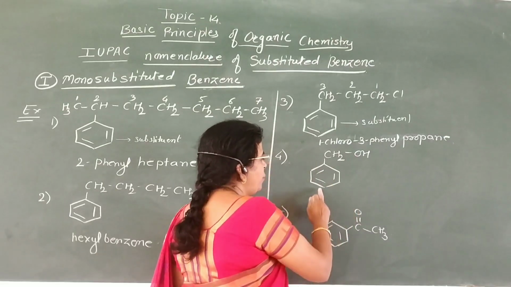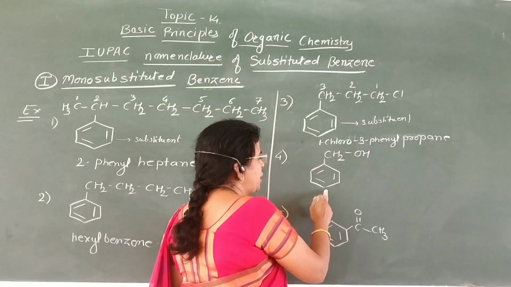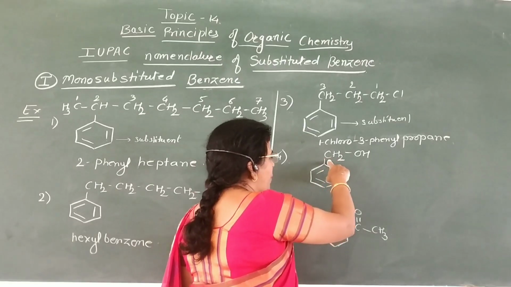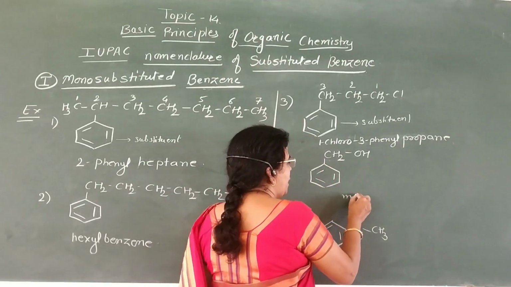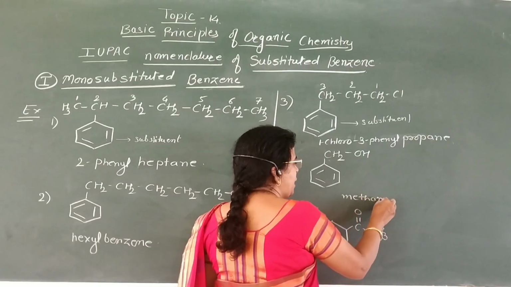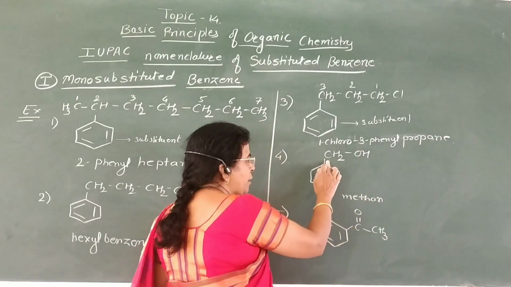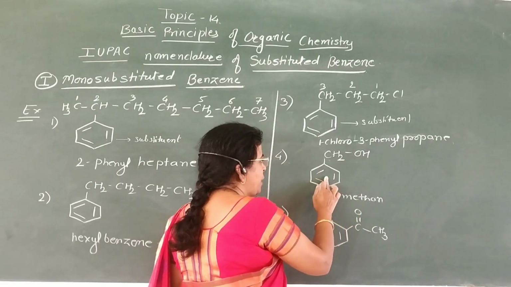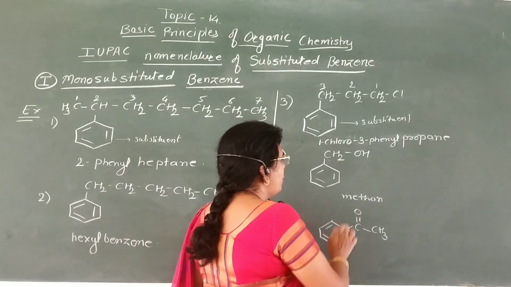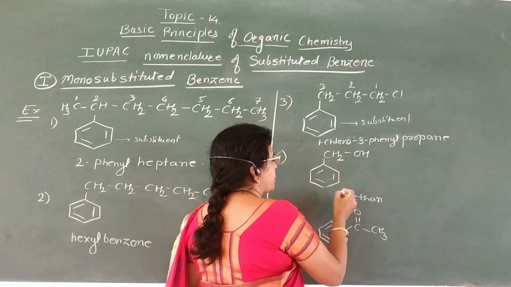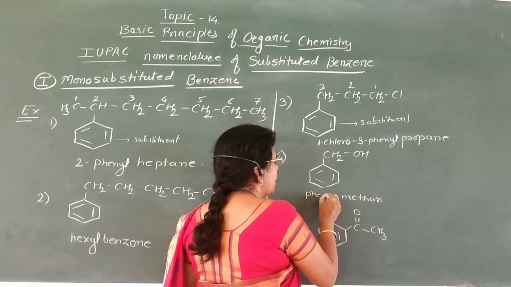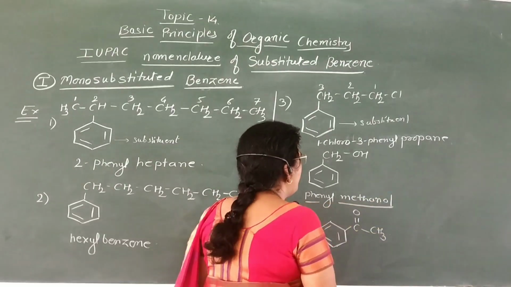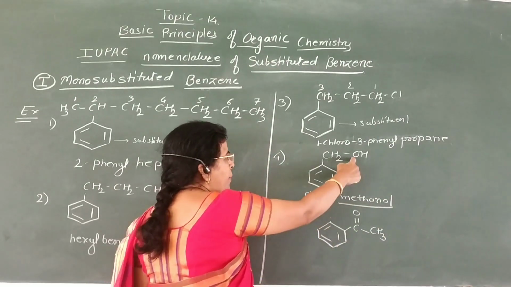Therefore, the IUPAC name of this compound is, here there is only 1 carbon atom, therefore it is methane. Parent alkane is methane. Now 1 hydrogen atom from methane is replaced by OH group and 1 hydrogen atom from methane is replaced by phenyl group. Therefore, it becomes phenyl methanol. Name of this compound is phenyl methanol.